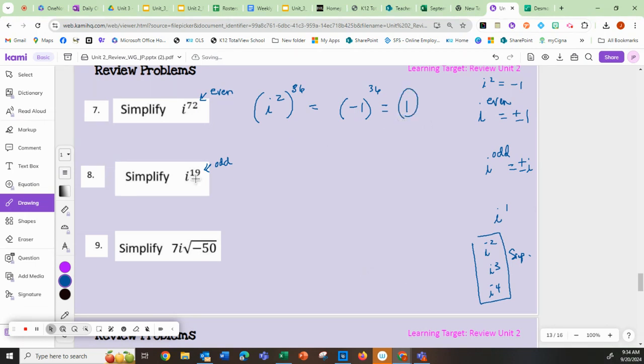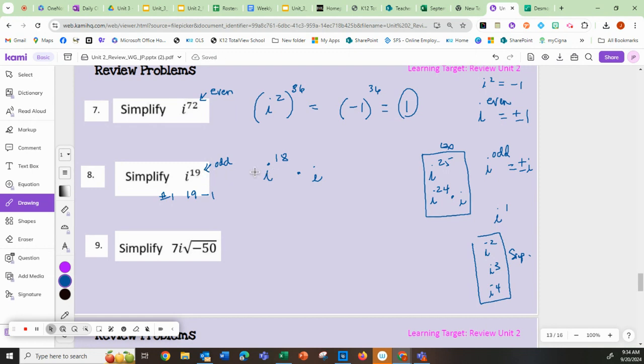If the exponent for example 8 is odd, the first thing that you're going to do is take that odd exponent and subtract 1. Step number 1, that's what you do every single time. So you're going to rewrite your problem as i to the, whatever your odd exponent is, minus 1. So that's i to the 18 times i. If it were i to the 25th, then you would subtract 1 and rewrite it as i to the 24th times i. That's always going to be your first step. Okay?